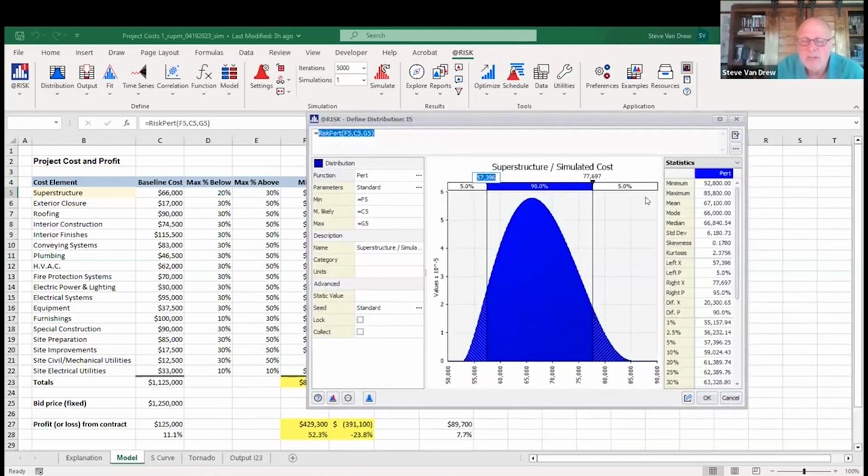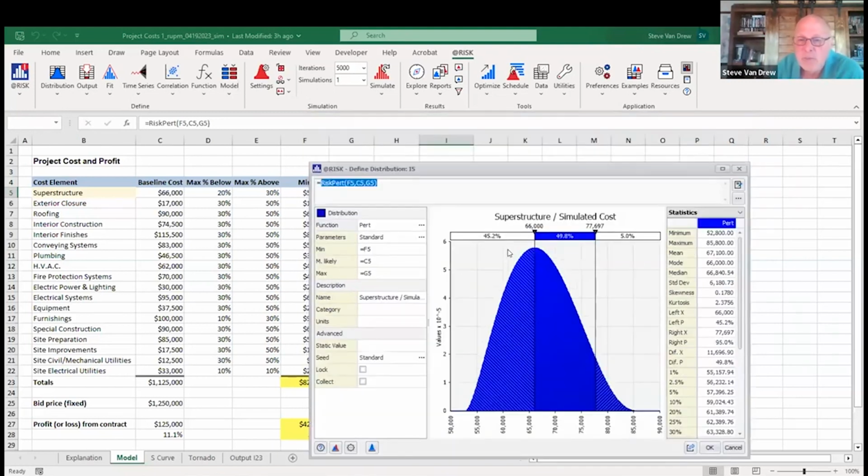So I can do several things with this before running it. One of them is to go in and say, well, what's the probability if I use that PERT? What am I saying the probability is of coming in at or below the baseline? In this particular case, we see we're just a shade over 45%. So it's not a symmetric distribution. We've got a bit of a skew to the right here.